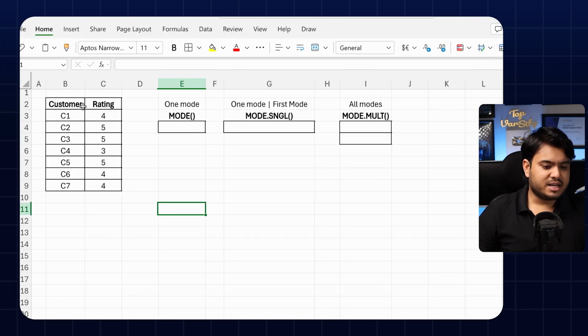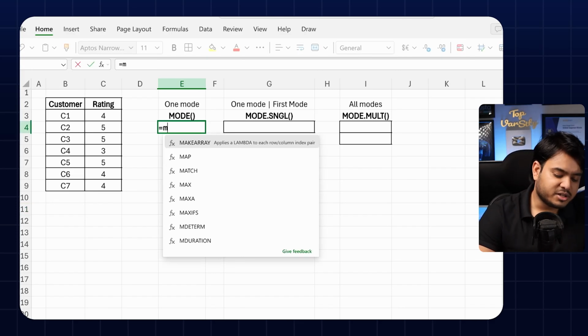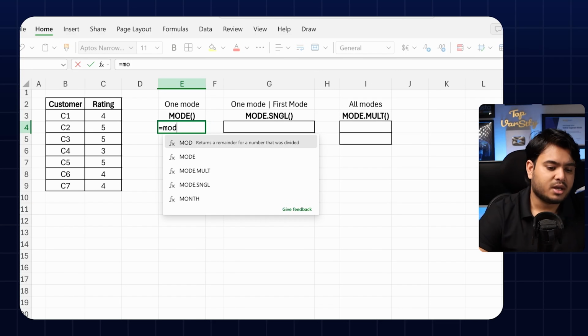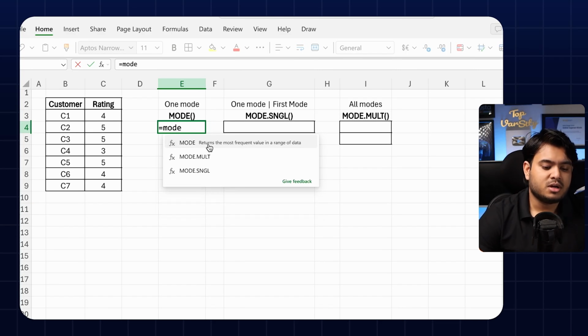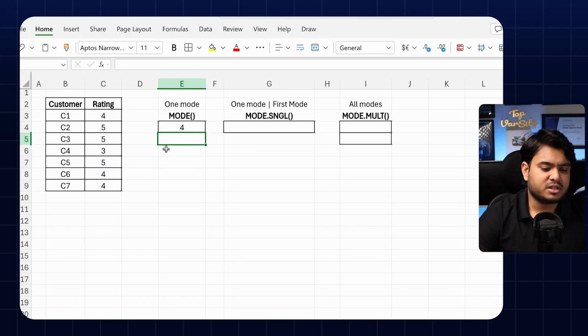So these are the customer ratings we have, and we are solving this using MODE. Normally there are 3 functions in MODE. So you can see here, there are 3 functions: MODE, then MODE.MULT and MODE.SNGL. Right now I am using MODE, and I am selecting the range. This is the same as a sum formula. You need to write it and select, and it is giving you 4.